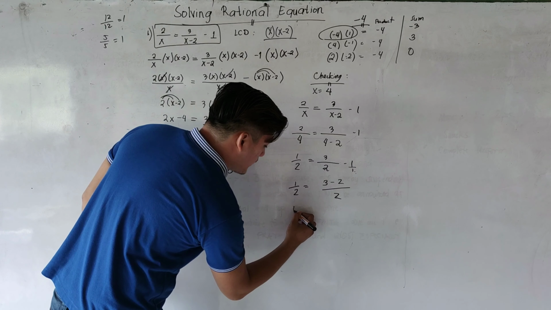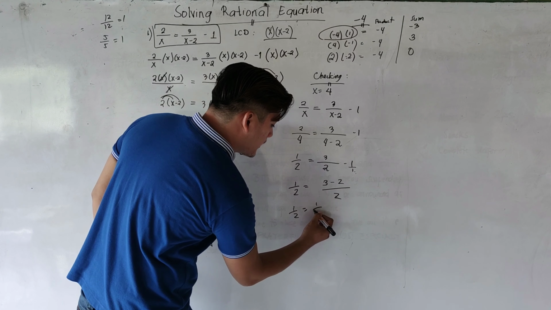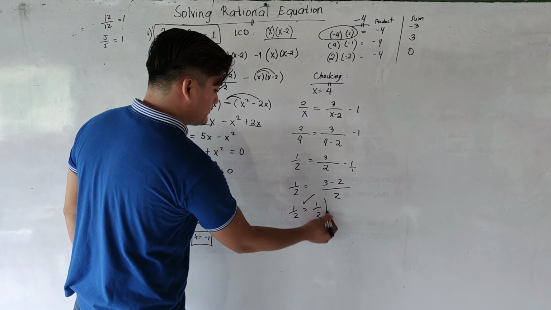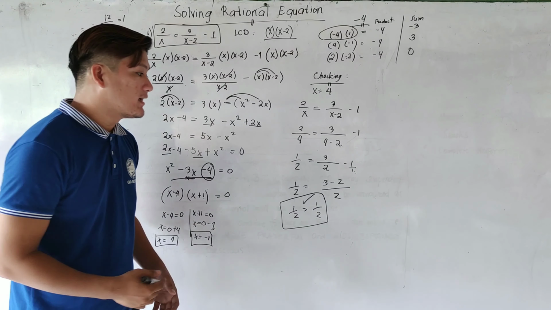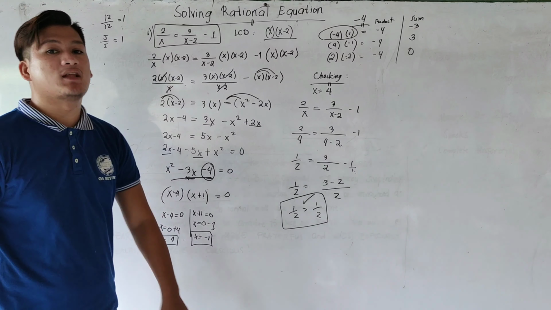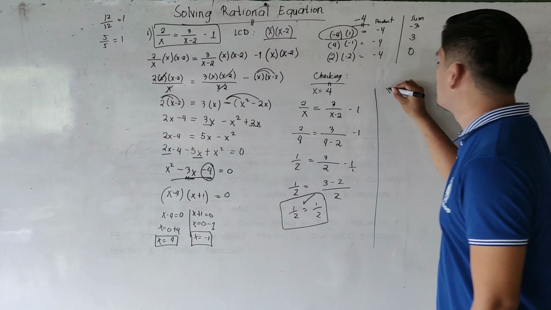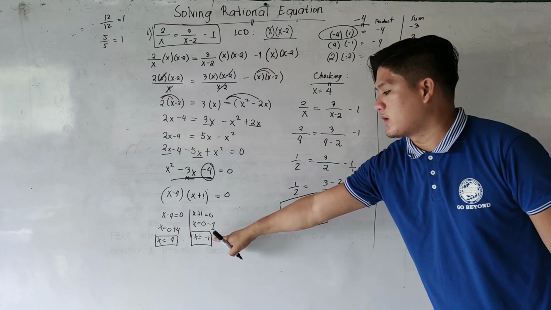Then 3 minus 2 is 1. So 1 half is equal to 1 half. Therefore, 4 is a solution of the rational equation. Another solution, x is equal to negative 1.